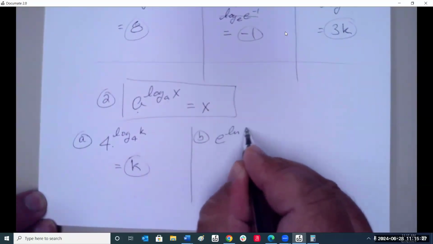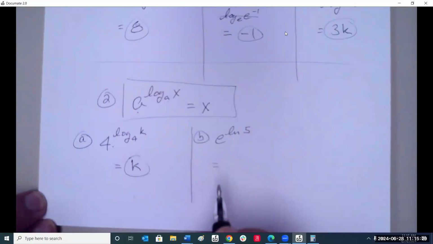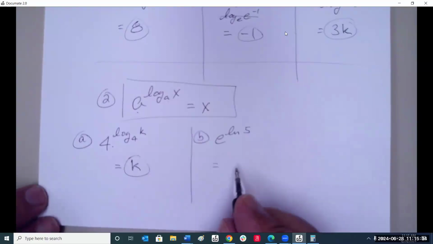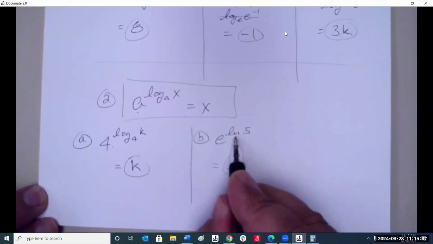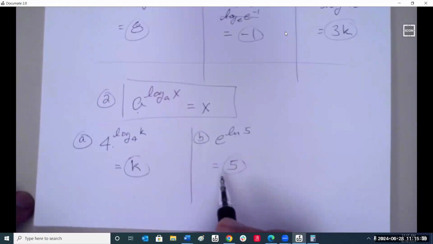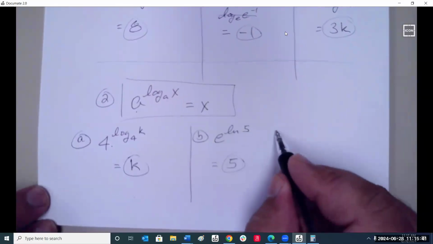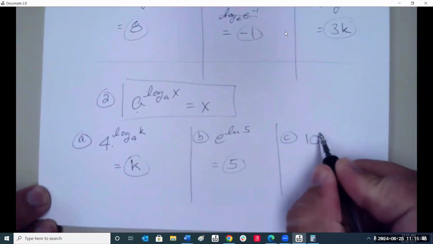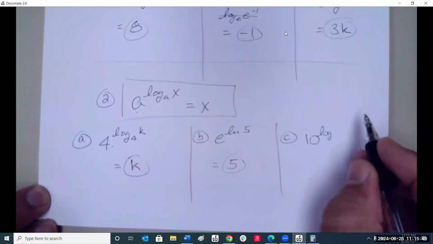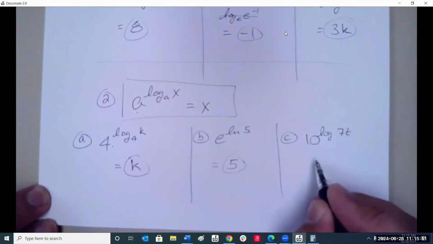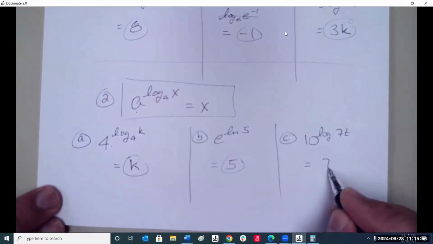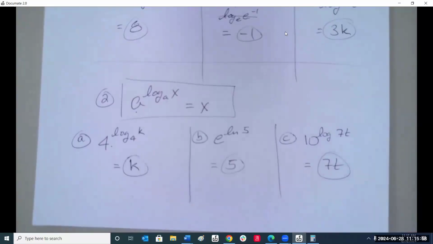e to the power ln 5. Because ln is log base e, so they cancel. 10 to the power common log 7t. Yep. And that's that section.